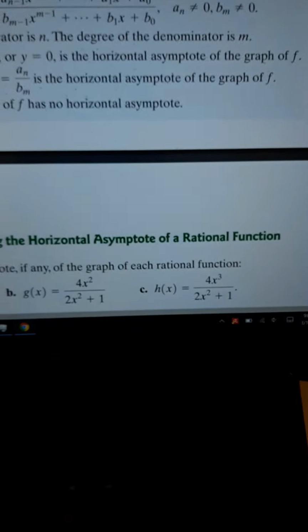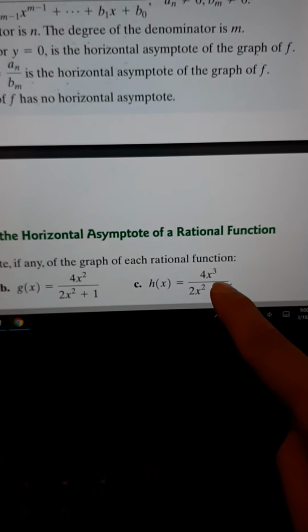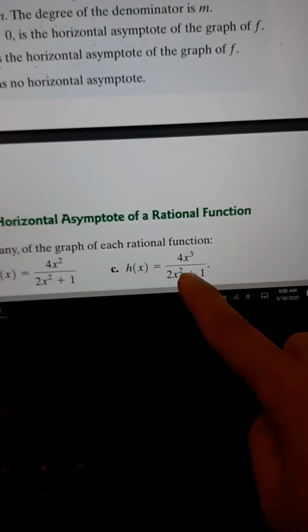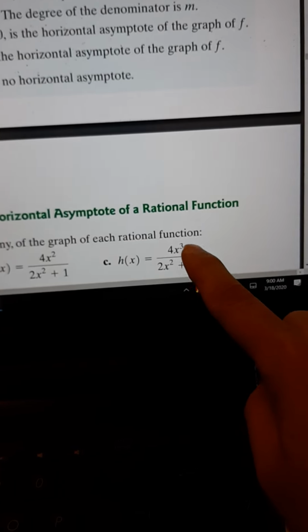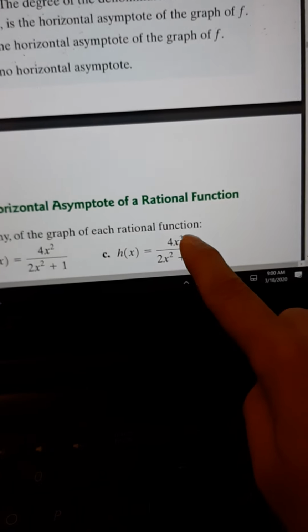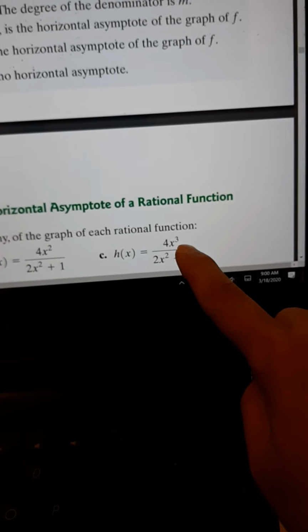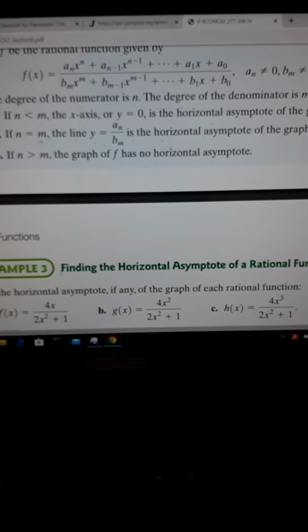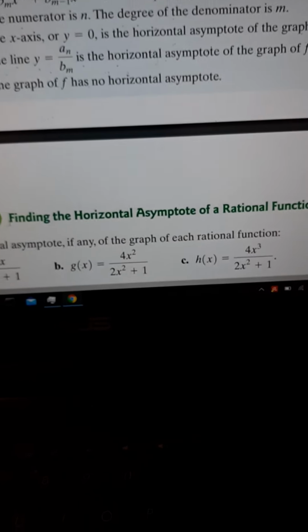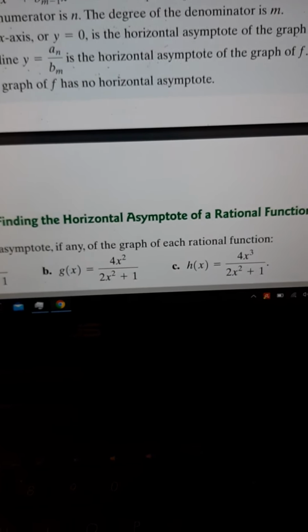Now, finally, so we can keep this under 5 minutes, 4x cubed divided by 2x squared plus 1. We just see that the exponent in the numerator is greater than the exponent in the denominator. Therefore, we use rule number 3, and f has no horizontal asymptotes. If you guys have any further questions, feel free to ask me. Take care.